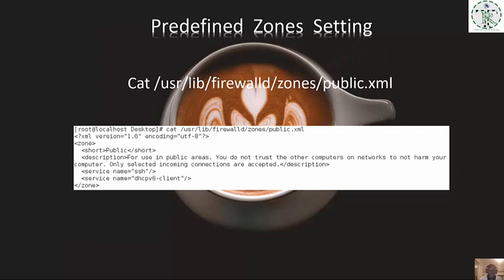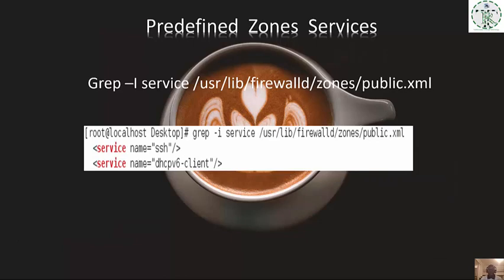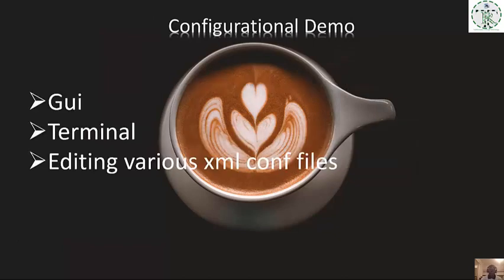The way these services work is that when a service or a protocol is added to a zone's settings, it means it is allowed. For instance, we don't have telnet service here, which means it's not accepted in the public zone. Then we have predefined zone services. To see the predefined zone services for a particular zone, use the command grep, and we know what grep is used for. You use grep -i and then grep out service in a text file.